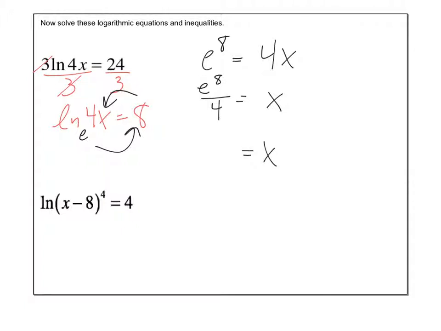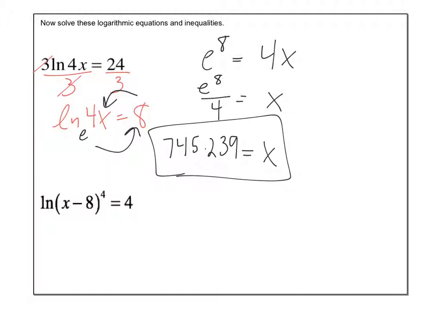Now e, let's see, there is an e button on your calculator. It's the shift divide. So if I do shift e and raise it to the power of 8, I will take that number and divide it by 4 to get a value of 745.239. There also is an e to the x button, which is shift natural log, and that takes the base e and the cursor automatically goes up into the exponent. So you could go that route as well.